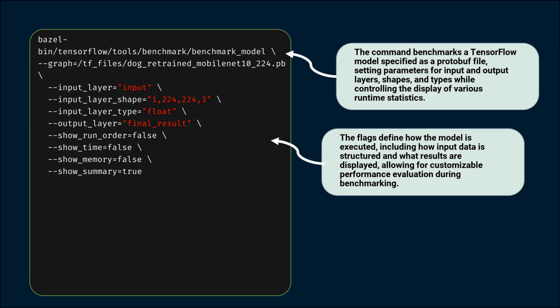The flags used in this command allow us to customize the output. For instance, we can choose not to display run order, time, or memory details during benchmark execution, but ensure a summary is included to give us an overall picture of the model's performance. This step is crucial for confirming that our model is not only operational but also optimized for rapid inference, especially important in mobile applications where user experience is paramount.